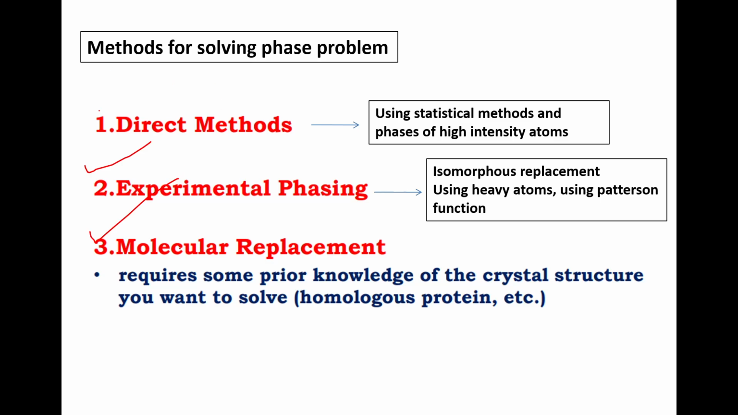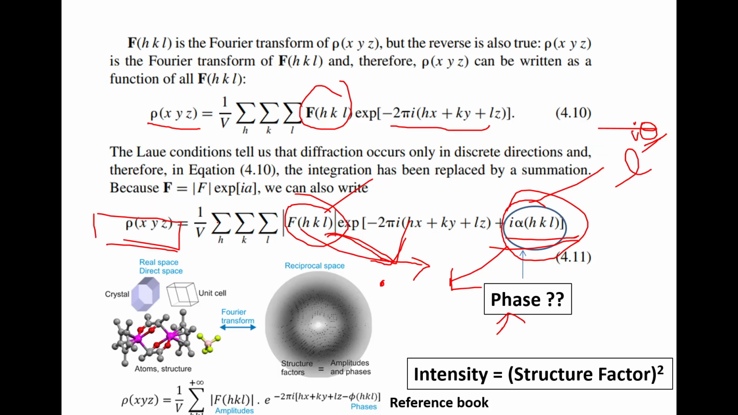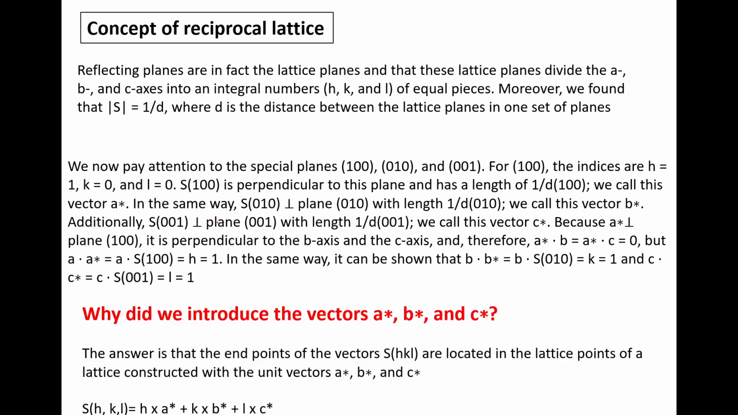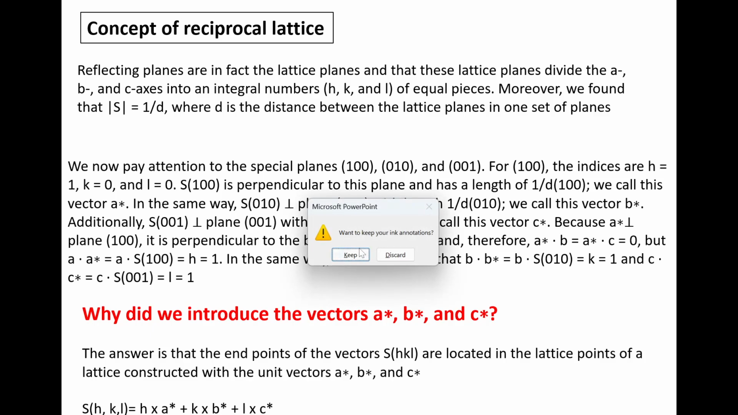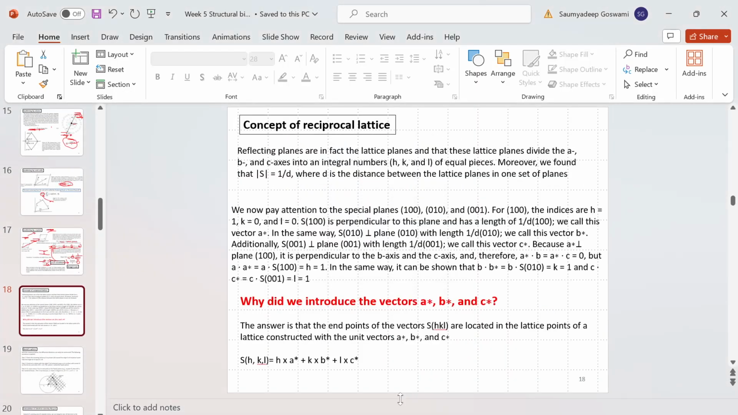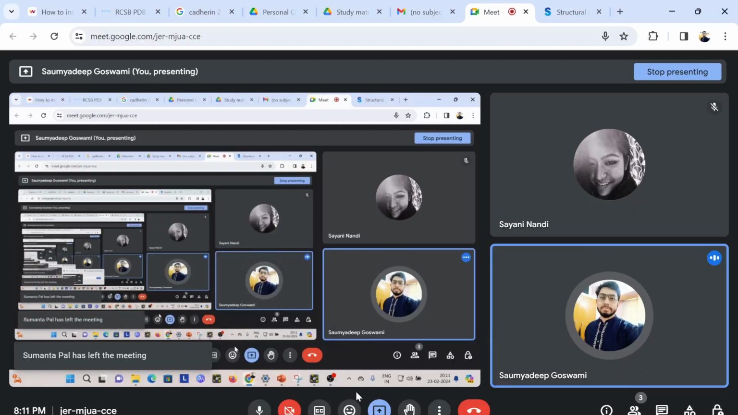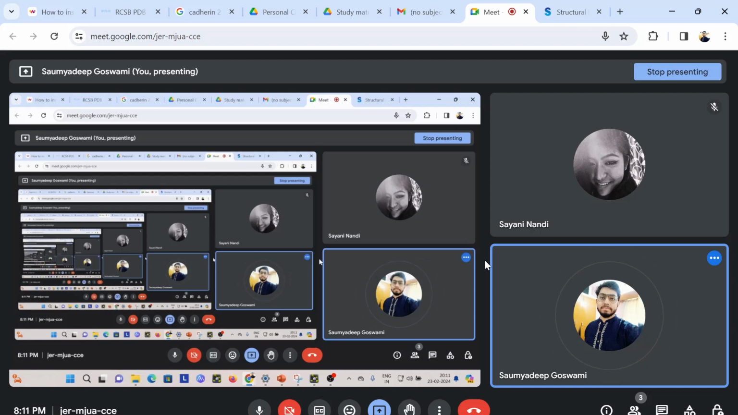Here we will be starting our next slides. So direct method, experimental phasing and molecular replacement we will be talking about in the next class. And also the Ewald sphere and concept of reciprocal lattice is left. We will be discussing this in the next class. I know this part is sometimes not very clear, but I just wanted to show you how this happens. So yes, I think you got some idea, right?